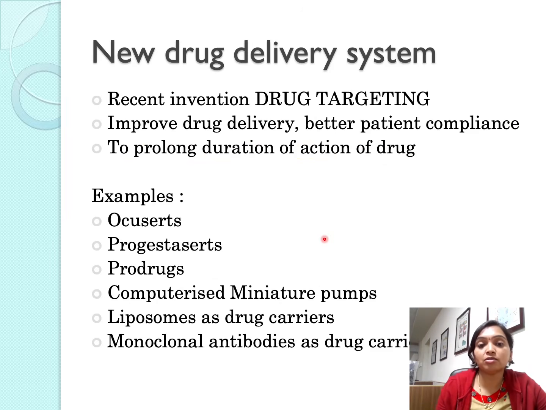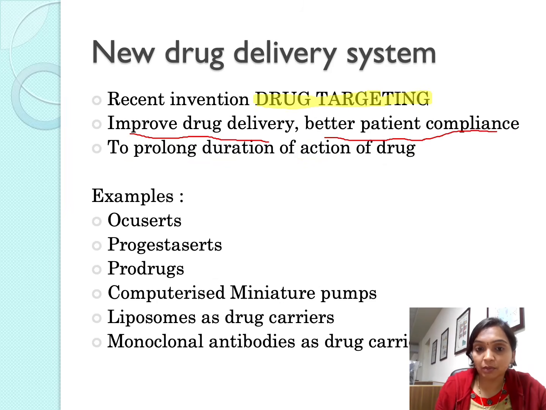A few slides I have also mentioned on newer drug delivery systems. The important thing is, why they have developed newer types of drug delivery system is to improve drug targeting to the specific site and to prevent its absorption at other sites, causing side effects. So this will improve drug delivery to the specific site, reduce the side effects, improve patient compliance, and also prolong the duration of action at the desired site. Examples are mentioned in detail in further slides.